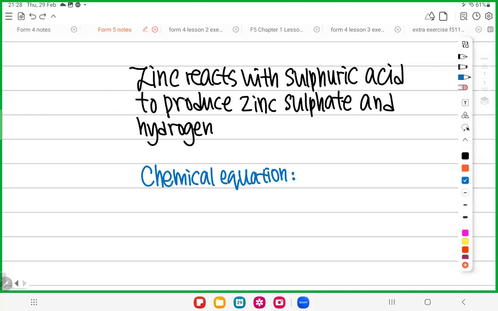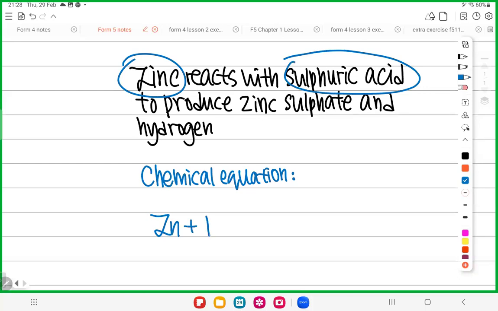Okay, first of all, zinc. Zinc, the formula, Zn. Okay, zinc reacts with sulfuric acid. Sulfuric acid formula, H2SO4. Okay? Sulfuric acid, you all learned back in Form 4, Chapter 6, H2SO4. If you don't know the formula for sulfuric acid, you need to revise your Form 4.